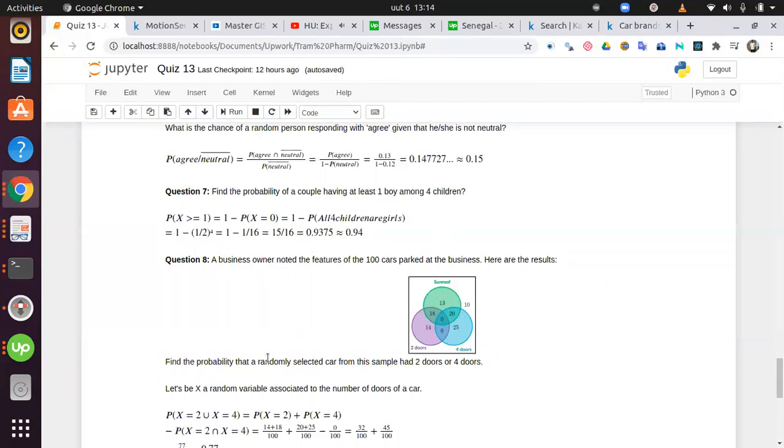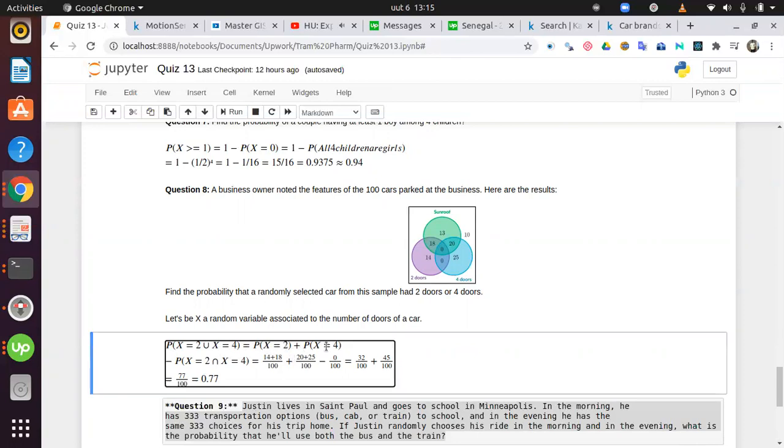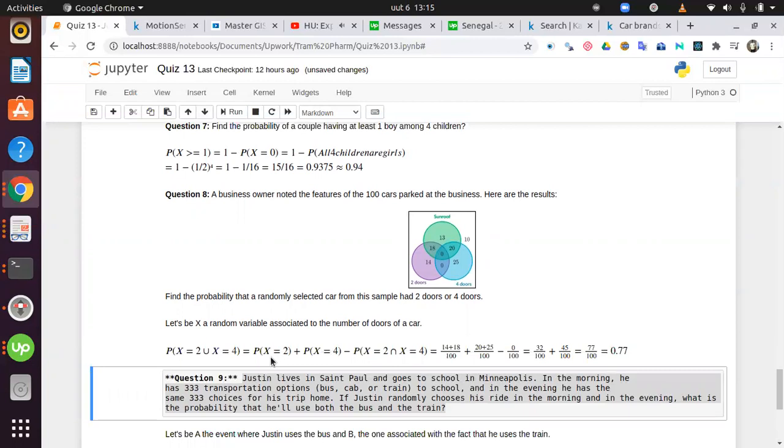They asked to find the probability that a randomly selected car from this sample had 2 doors or 4 doors. Okay. I define X as the random variable associated to the number of doors of a car. And now we have to compute the probability that X equals 2 or X equals 4. So it is equal to the probability that X equals 2 plus the probability that X equals 4 minus the intersection of the two sets, the probability that X equals 2 and X equals 4.